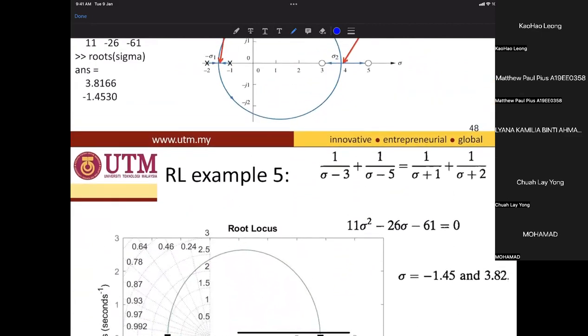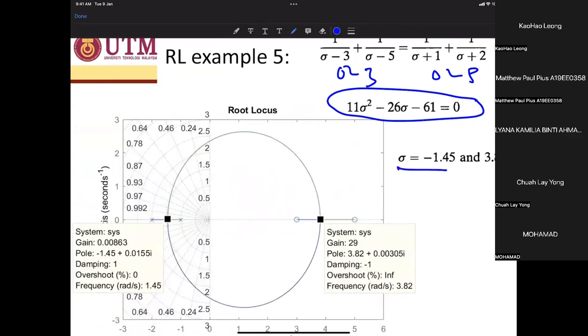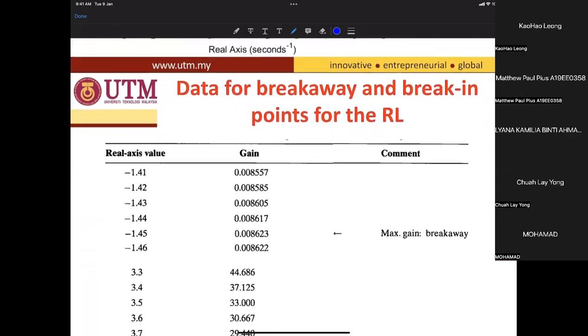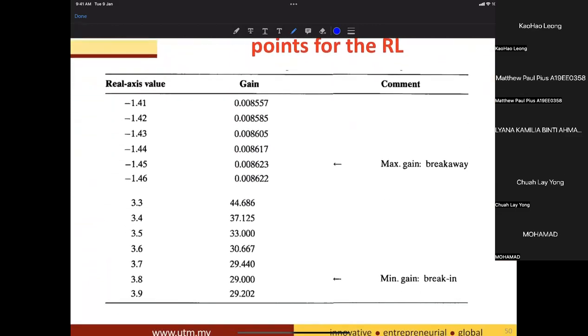Or if you don't like differentiation, you can use open loop zeros and open loop poles: 1 over (sigma minus 3) plus 1 over (sigma minus 5) equals 1 over (sigma plus 1) plus 1 over (sigma plus 2). Then you simplify, and you get the same quadratic equation and the same break-in point and breakaway point. This can also be programmed, to get the maximum gain breakaway and minimum gain break-in point using a computer. So it proves that this side is the break-in point, and this side is the breakaway point.